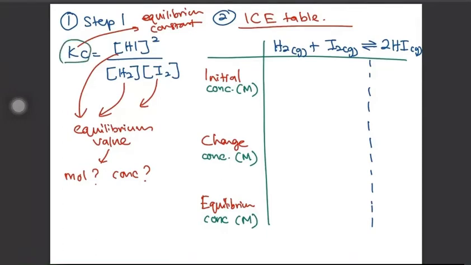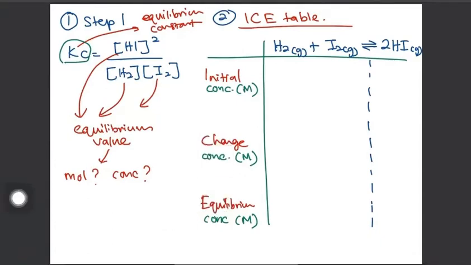If it's Kp, what will it be? Farah? If it's Kp, what would I put? Initial pressure. Pressure, yes. If I want to find Kp, I would put initial pressure instead. Okay, I wouldn't put initial concentration. I would put initial pressure.